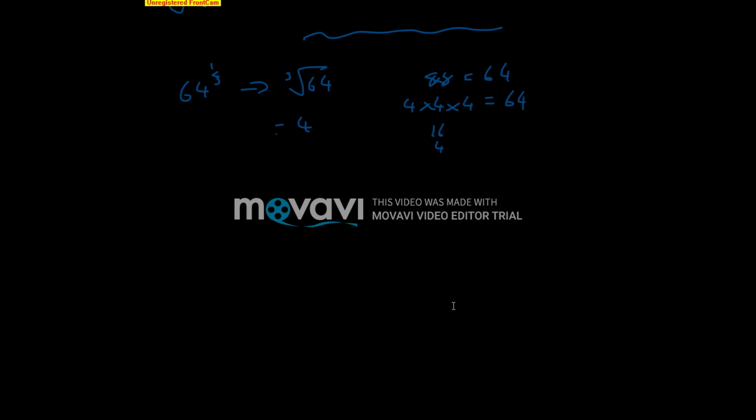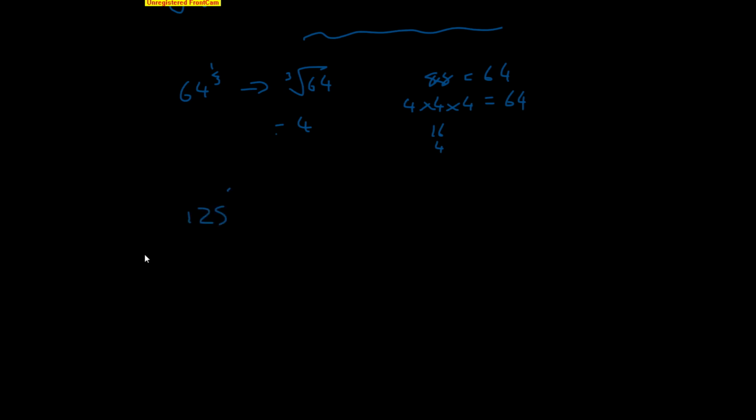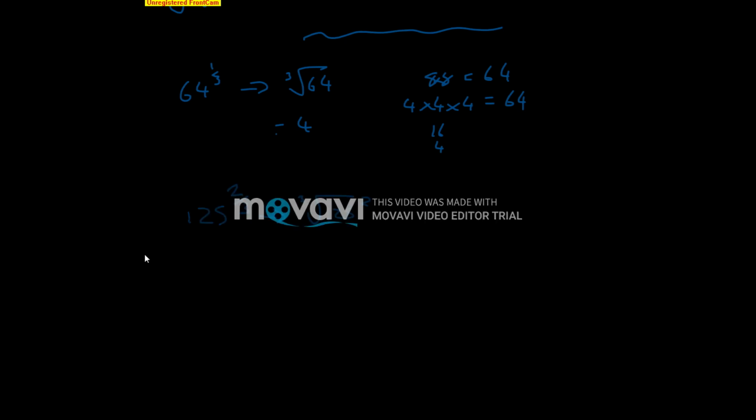Let's do, this is a fun one, 125 to the power of 2 over 3. So we can rewrite that as the cube root of 125 squared. So what's the cube root of 125? Well, I see 5. What's 5 times 5 times 5 as a starter? 25, yep, that's the one, 125.